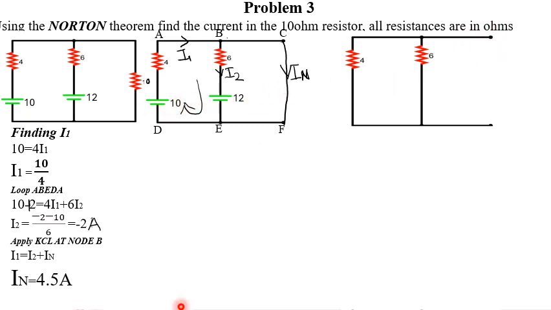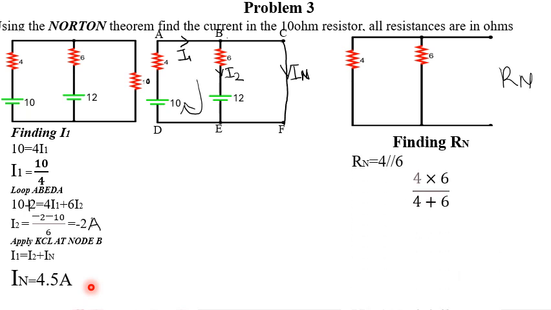So our Norton resistance here, let me write it here, RN. We said we should short circuit all voltage sources and open circuit all current sources. After short circuiting voltage sources and open circuiting current sources, this is the circuit we get. Realize that this 4 and this 6 are in parallel. So we find it: 4 times 6 over 4 plus 6. Then we get our answer as 2.4 ohms.